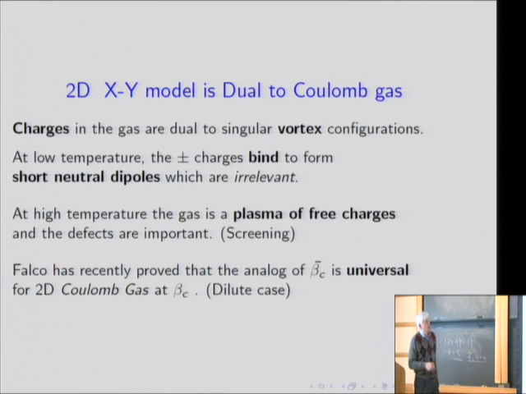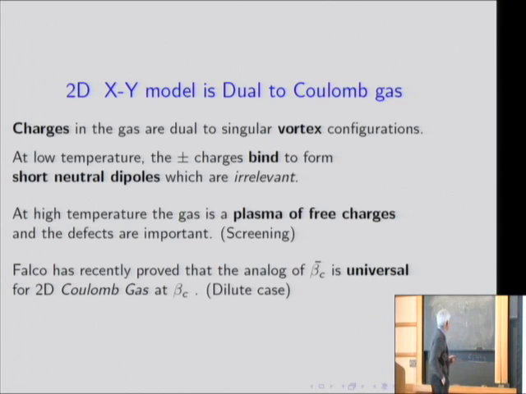The XY model is dual to a Coulomb gas. Let me try to explain that. In the XY model, we have a spin configuration which might look something like this. These are all unit vectors, but we can have configurations of this type and maybe one with another orientation. And we think of these as vortex, anti-vortex configurations, and they have logarithmic energy, so you can compute the energy of such special configurations. You can think of this as being a +1 charge here, and a -1 charge here. So there's a duality that takes you from these kinds of spin configurations into singular vortex configurations. So charges amount to vortices.